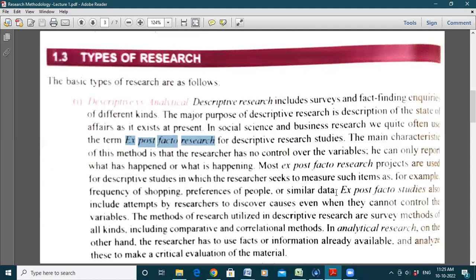Ex post facto research studies also include attempts by researchers to discover causes even when they cannot control the variables. The methods of research utilized in descriptive research are survey methods of all kinds, including comparative and correlational methods. In analytical research, on the other hand, the researcher has to use facts or information already available and analyze this to make a critical evaluation of the material.